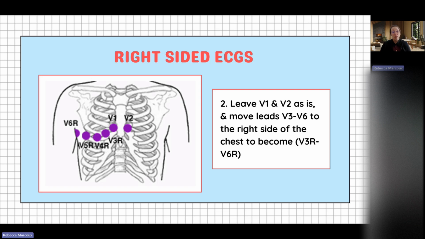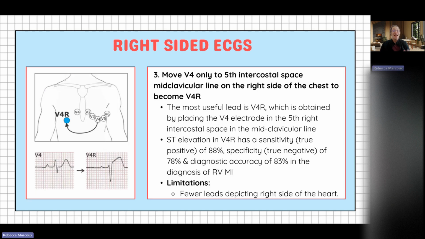This is the second option. You leave your V1 and V2 as is, as we would on a normal 12 lead, and move V3 to V6 to a mirror image of the opposite side to become V3R to V6R. So this is a second approach that exists. And then the last approach is to only move V4. This is the one I see most commonly, and it's not bad.